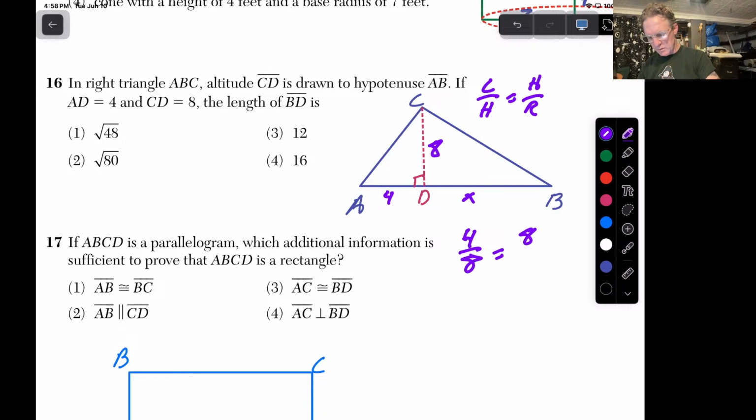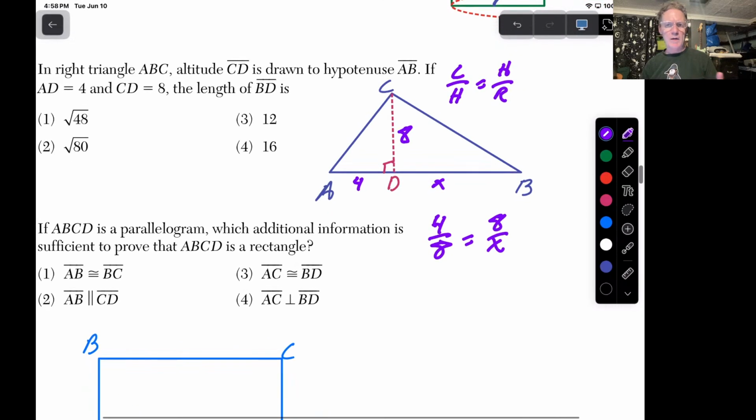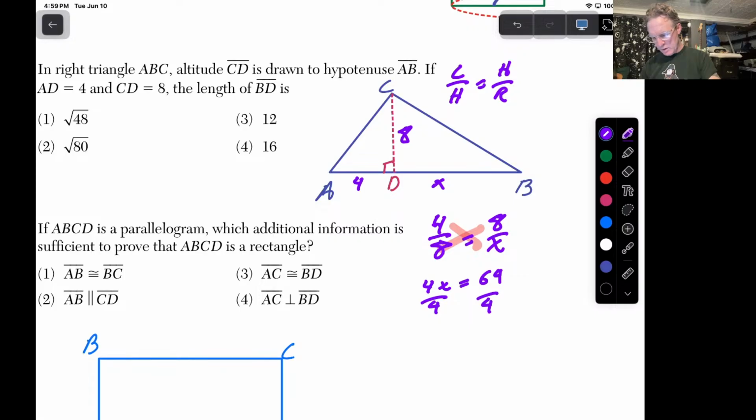equals 8 over x. And I'm going to show you another way too, because if you can't remember that, obviously we need another method. Cross multiply, and you end up with 4x equals 64. Divide by 4, and you get x equals 16.